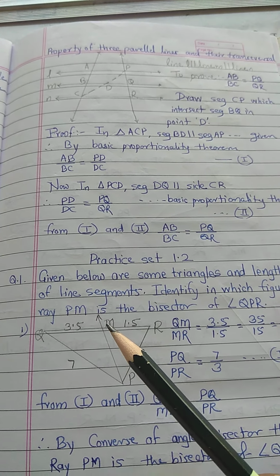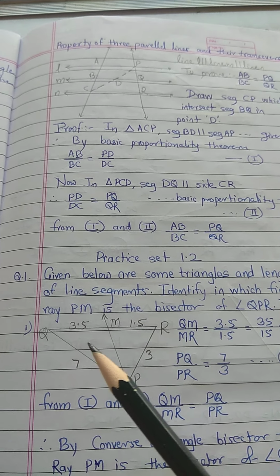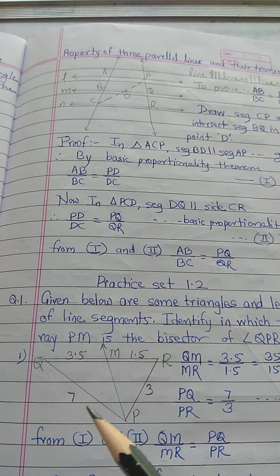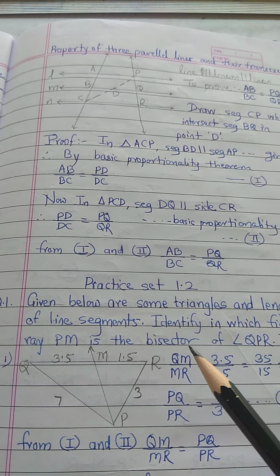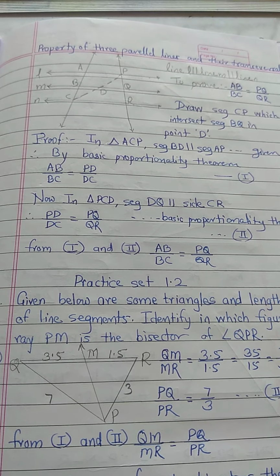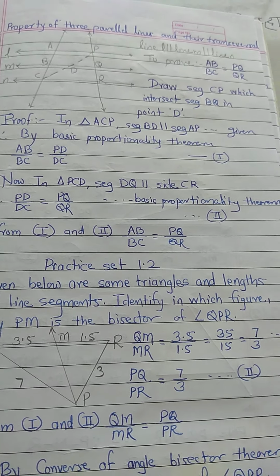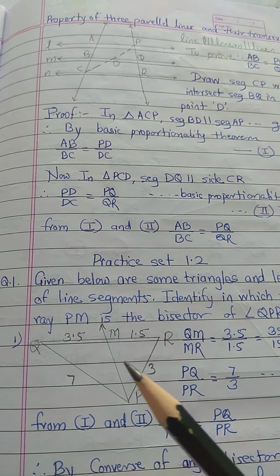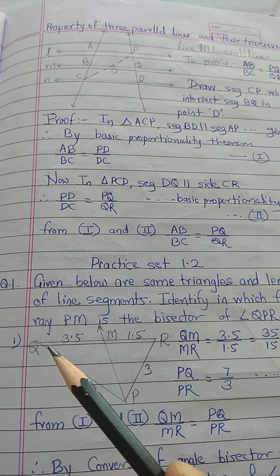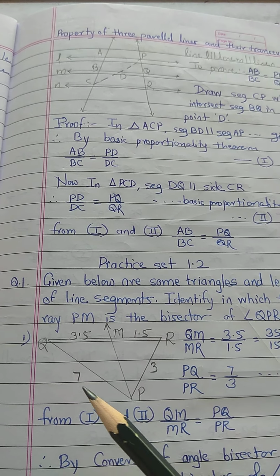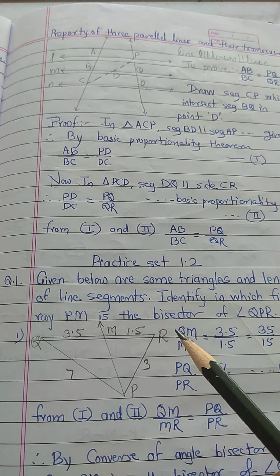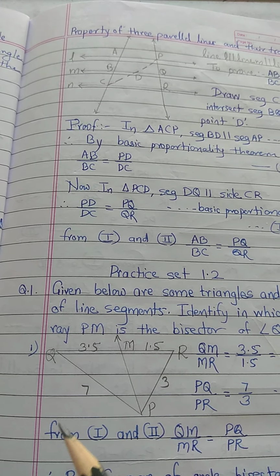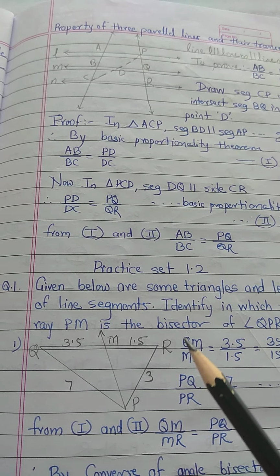Ray PM is intersecting QR in some ratio, then we want to prove that PM is the bisector of angle QPR. If it is a bisector, then we will say that it is a bisector. If it is not, then we will say that it is not a bisector. For proving that, we will check whether QM upon MR equal to PQ upon PR. If it is possible, then and only then can we conclude that ray PM is bisector of angle QPR.